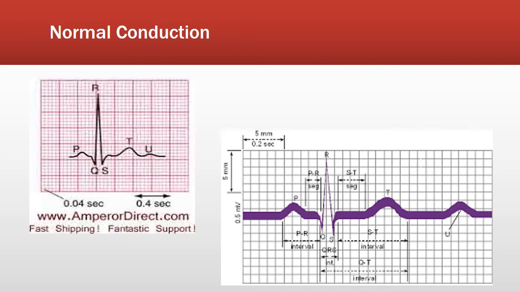And then if we were measuring our QT, again, it's the beginning of the Q to the end of the T. And normal, again, is 0.36 to 0.40 seconds. So those are things that we will be doing at the end, or what we'll be doing in class on Monday when we are experiencing Adobe Connect.